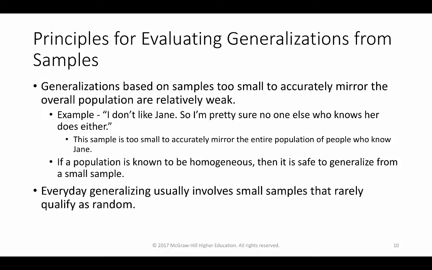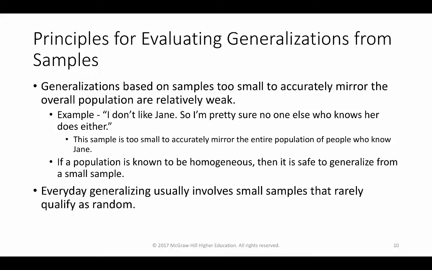You also need to make sure the sample being used as evidence is large enough to accurately mirror the population. The example here, I don't like Jane, so I'm pretty sure no one else who knows her does either. This person uses their own feelings about Jane to come to the conclusion that nobody else likes her either. But a sample of 1 simply isn't enough to logically come to that conclusion, no matter how sure you might be of it.